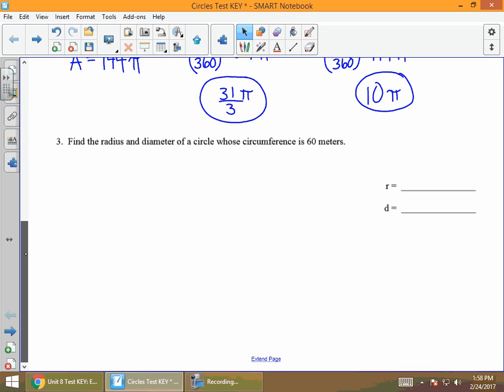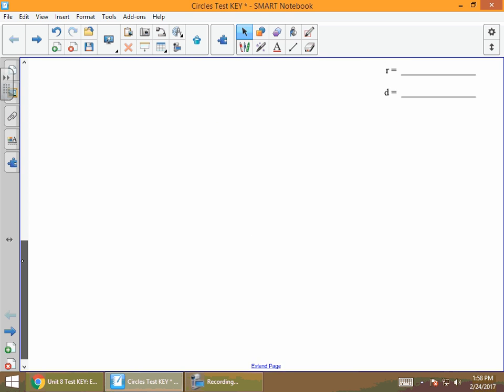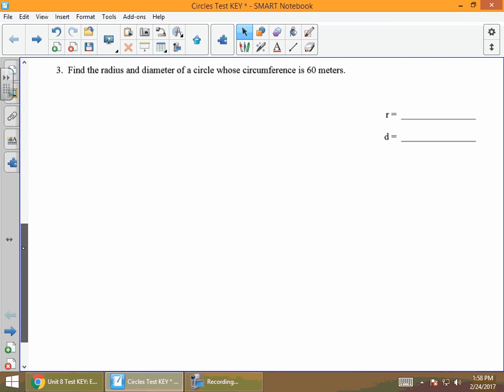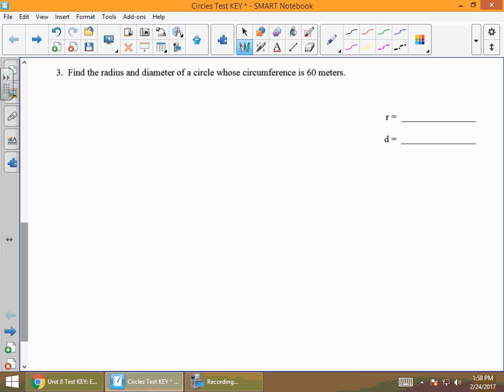And the last 2 points. The last 2 points here in question number 3, if you were able to find the radius and the diameter. So it says find the radius and diameter of a circle whose circumference is equal to 60. Now this is not 60 pi. This is circumference is 60.